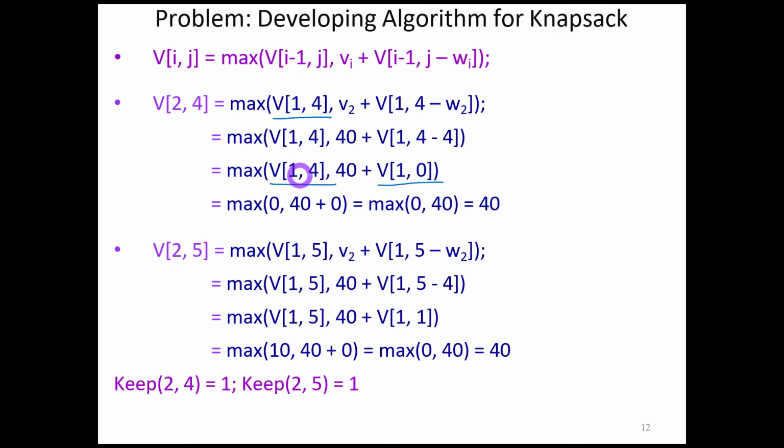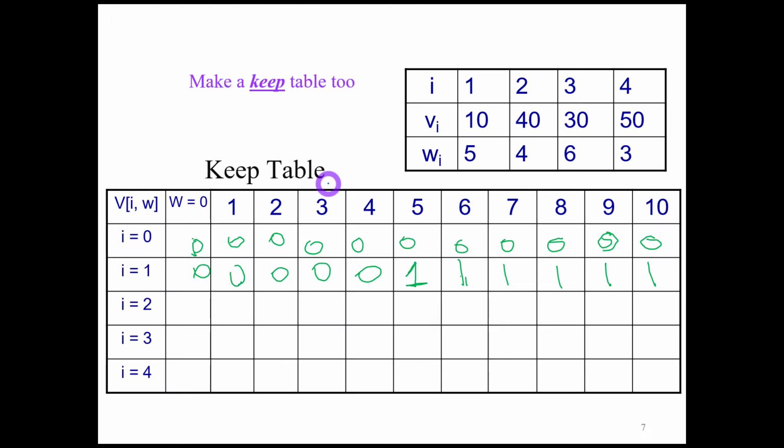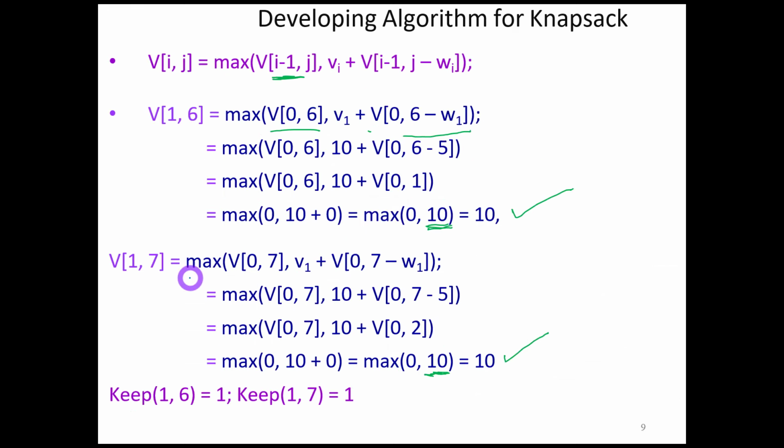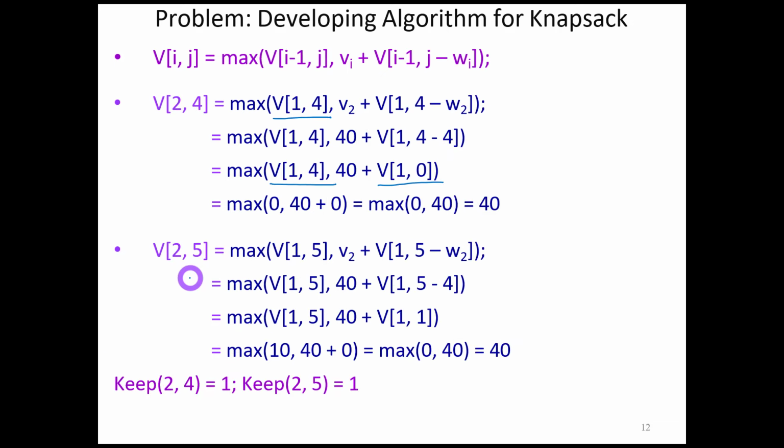Okay, let's quickly see what is 1 comma 4 and 1 comma 0 in the table. So 1 comma 4 is this 0, and 1 comma 0 is this 0. Right, so putting this as 0 and this as well 0, so max of 0 comma 40 plus 0, that is 40. So we will be choosing 40, we will write 40, and we just did that conceptually. And obviously the keep will be 1 because we are choosing the right side, where item i is making the contribution. So this will be 1.